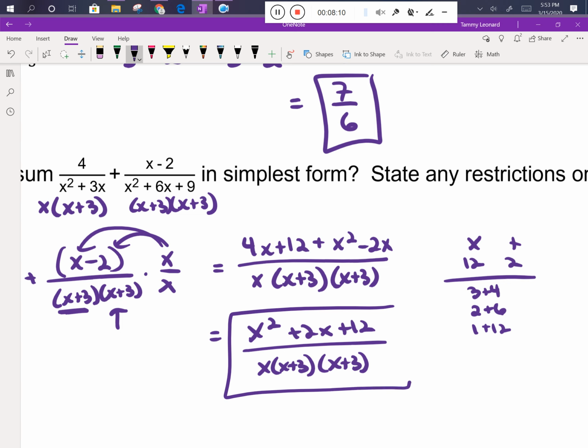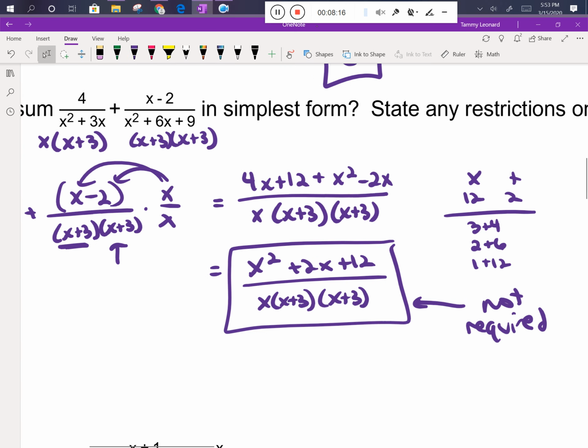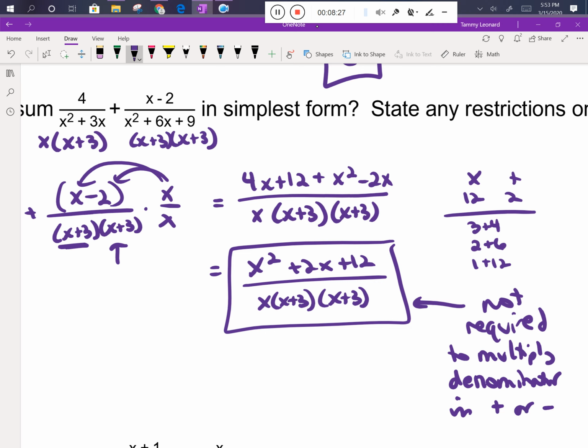Now you're going to notice something. You are not required to multiply denominators in addition or subtraction problems. This is my little gift to you. I'm saving you a little bit of work. You have to multiply out your numerators.